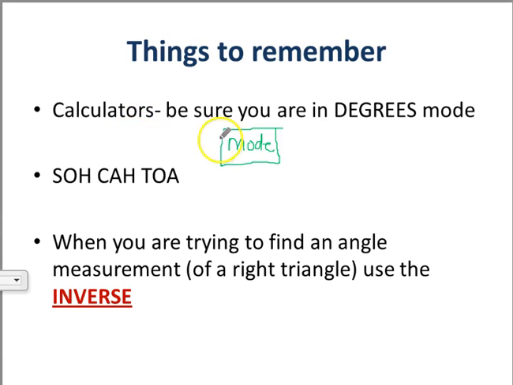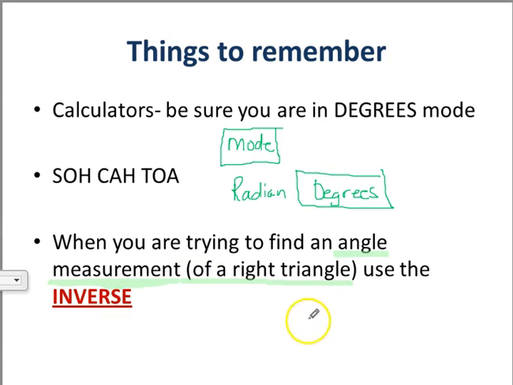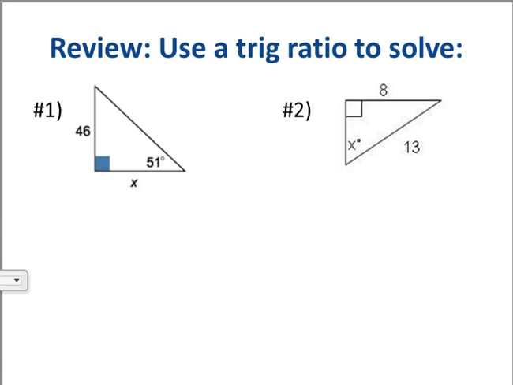When you click on mode, the third line down, you're going to see radians and degrees, and you just need to highlight the degrees and then click enter and you'll be good to go. One thing that I always remind students is when you're trying to find an angle measurement of a right triangle, if that's an unknown, and you set up SOHCAHTOA, you always need to use the inverse to solve for that. And we have an example that we'll go over today. So let's look here.